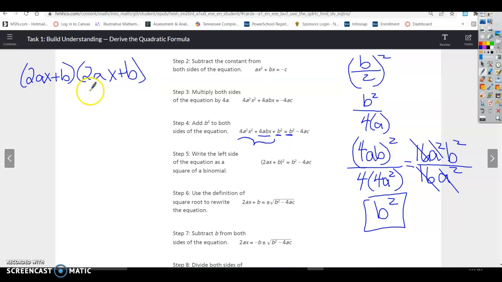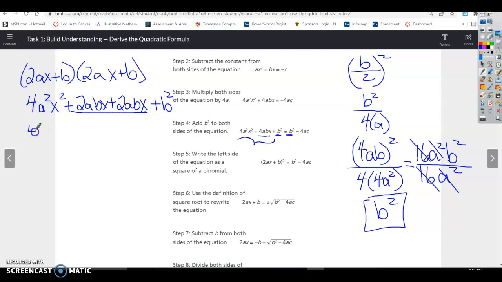And basically you're just checking to make sure that when they factor it, it does equal this, because it does look a little different with all the variables instead of just numbers. So the first term times the first term is 4a squared x squared, and then the first term times the last term would be plus 2abx, and then this term times the first term would be 2abx again, and then plus b times b is b squared.